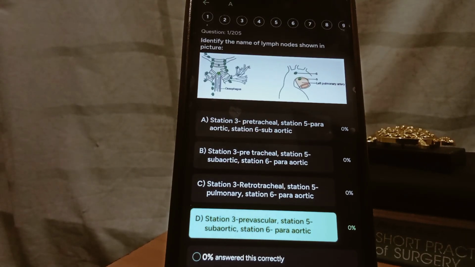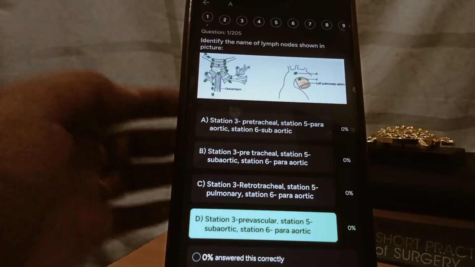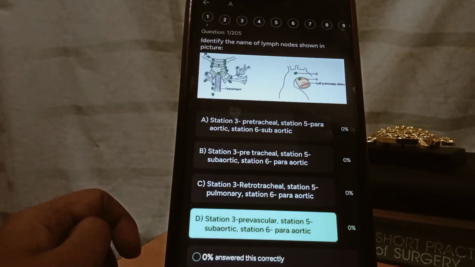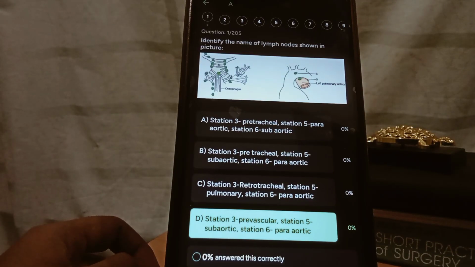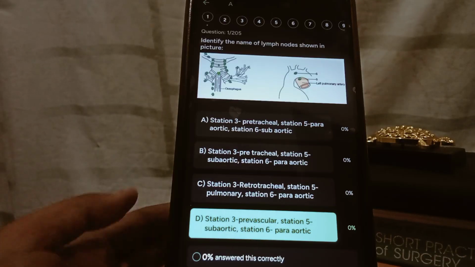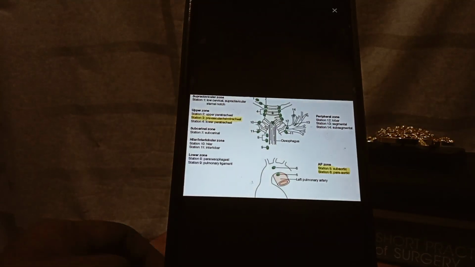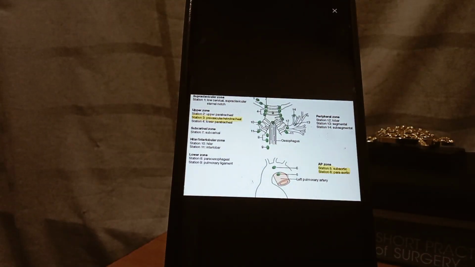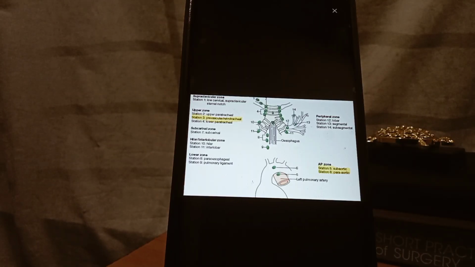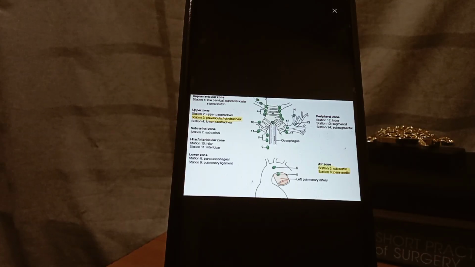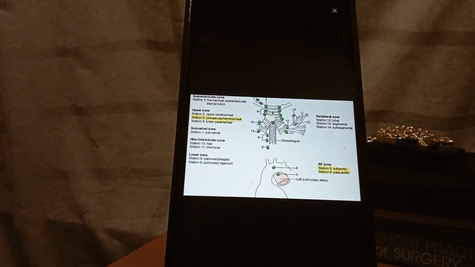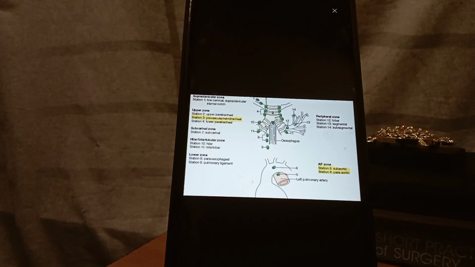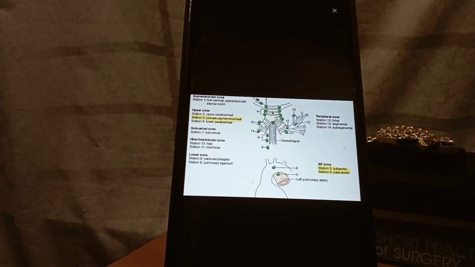The first question is, identify the name of lymph node shown in the picture. Answer is station 3 prevascular, station 5 subaortic, and station 6 para-aortic. So here we see station 1 is low cervical supraclavicular sternal notch. Station 2 is upper paratracheal. Station 3 is prevascular retrotracheal.